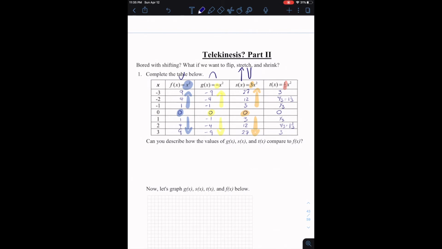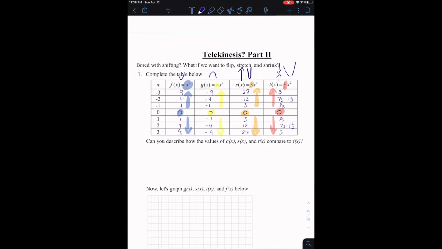If we're looking at 1/3 x squared, we still have the 0, 0, and we still have a certain pattern going up and down. But now, instead of going 1, 4, 9, it's going 1/3, 1 1/3, and 3. So it's taking much longer to get to where it needs to go. It's actually being squished down.